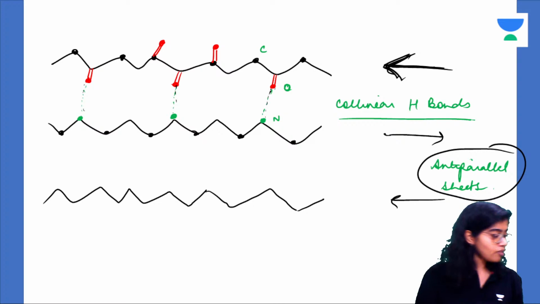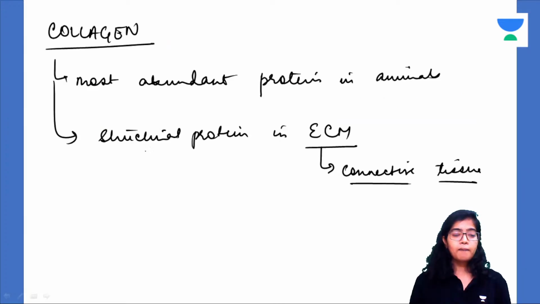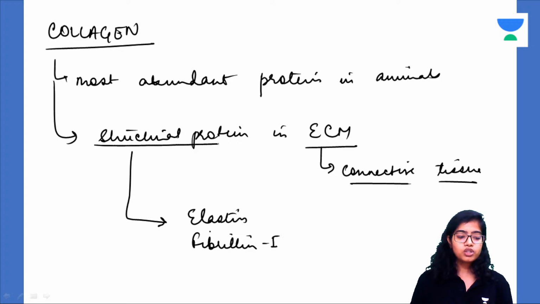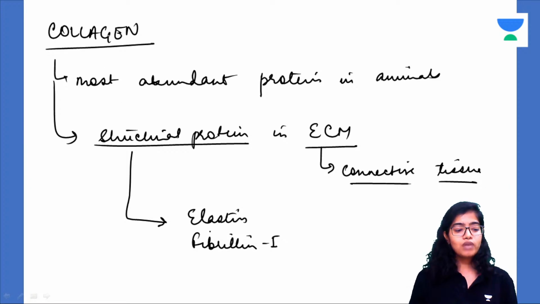Understood? Understood all of you? Okay, got it. What are the other structural proteins present in the extracellular matrix apart from collagen? Elastin and fibrillin 1. These are the three structural proteins present in the extracellular matrix: collagen, elastin and fibrillin 1.